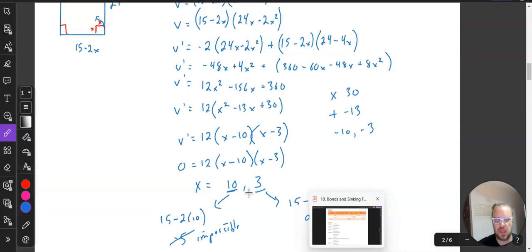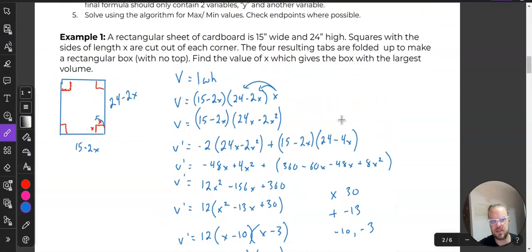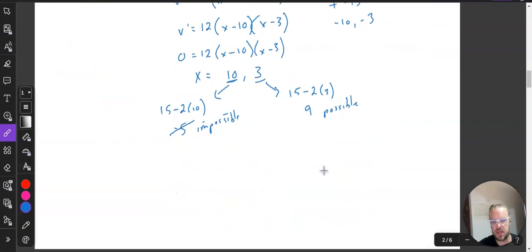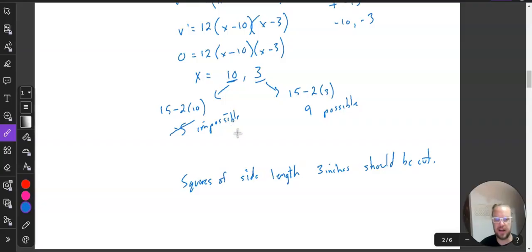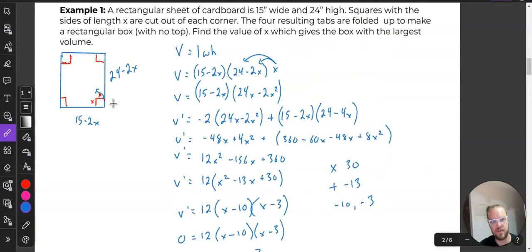Okay. And so let's see, how does it work? Find the value of x, which gives, okay, so the value of x in this particular case is simply going to be 3 inches. Or we could say squares of side length 3 inches should be cut. And that's really it, guys. So we've now figured that out.